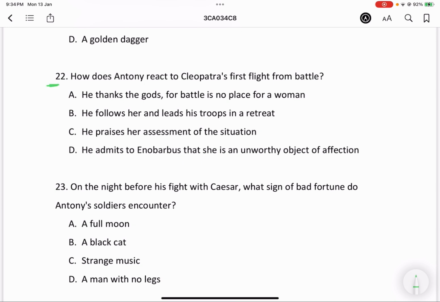Question 22. How does Antony react to Cleopatra's first flight from battle? In the Battle of Actium, Cleopatra retreats with her ships. And how does Antony react to it? It's B. He also follows her and leads his troops in a retreat as well.